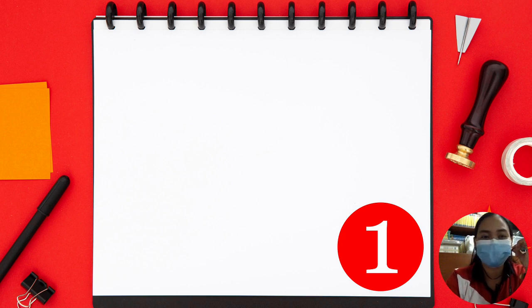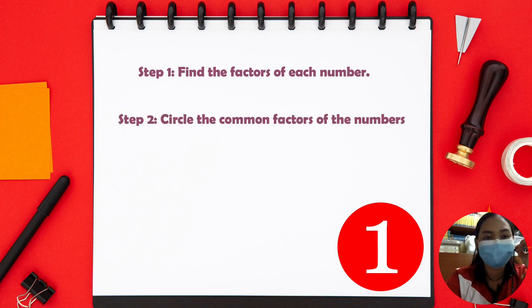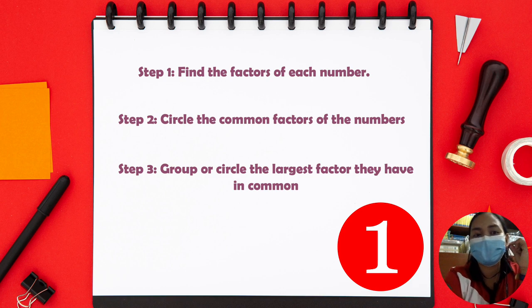Okay, I will be presenting the first method. Pwede mo itong gamitin. So, ito yung mga steps ng ating first method. So, meron lamang siyang tatlong steps. Step number one, find the factors of each number. Step number two, circle the common factors of the numbers. And then, step number three, group or circle the largest factor they have in common. Sa madaling sabi, ito yung kaninang think backwards. FCG. So, i-apply natin siya.